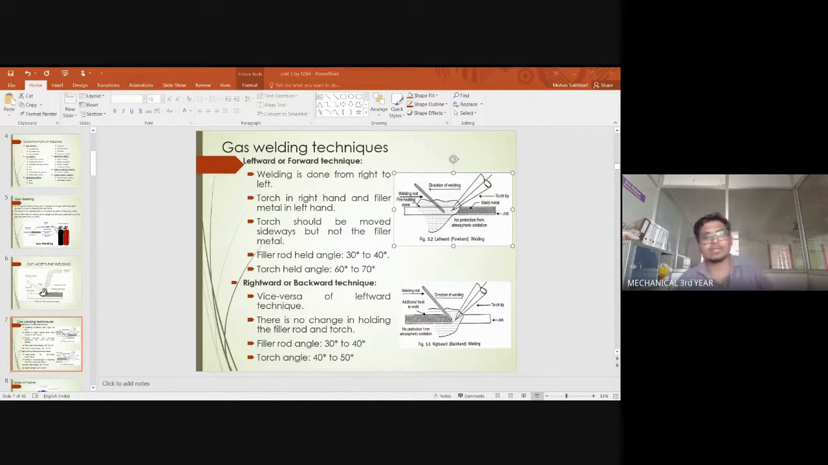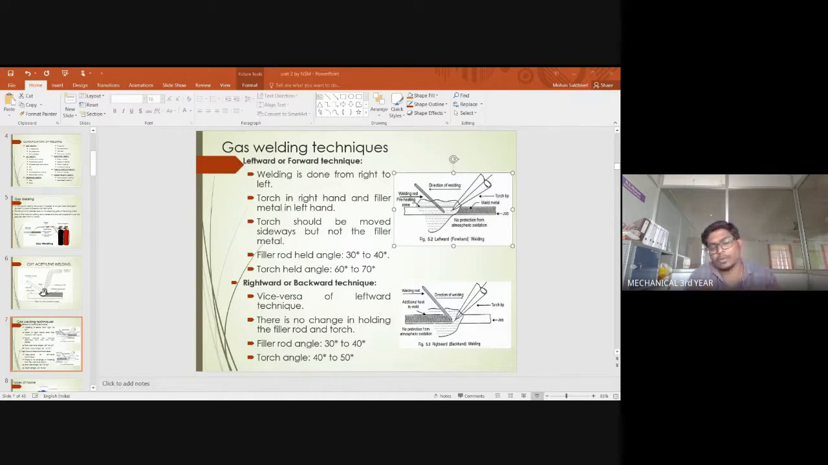Coming to the flame characteristics, we have three different flames over here. We have the neutral flame, then the carburizing flame, and also the oxidizing flame. In the neutral flame, we supply the same amount of gas. We are going to use only oxygen and acetylene gas over here. But what proportion of gas is being let out, what proportion of gas is being used here, that has to be maintained. This depends on the material that you are going to join. For example, if you are joining steel, the amount of gas will change accordingly.